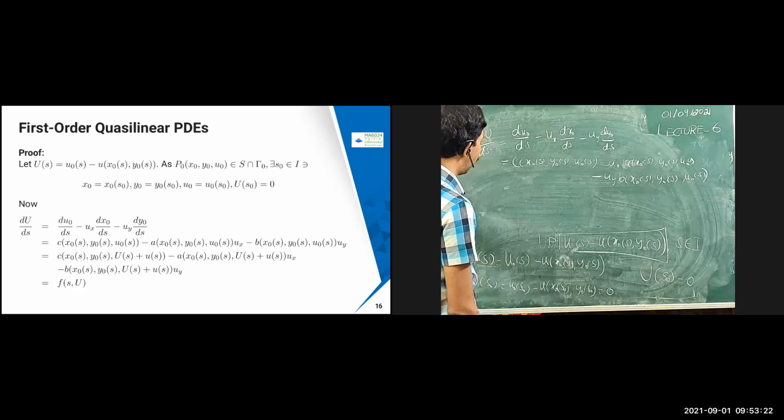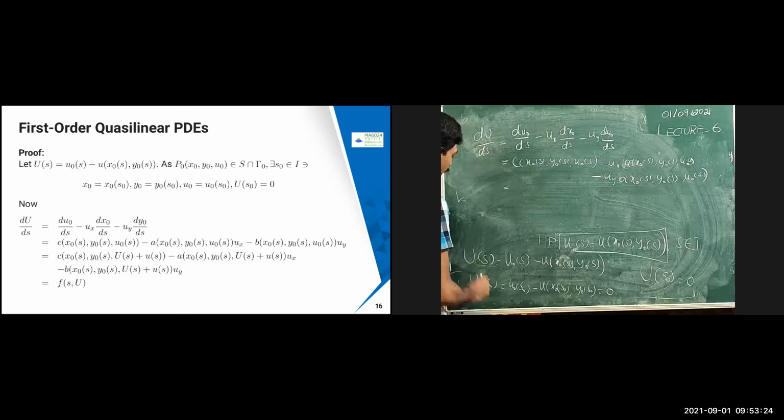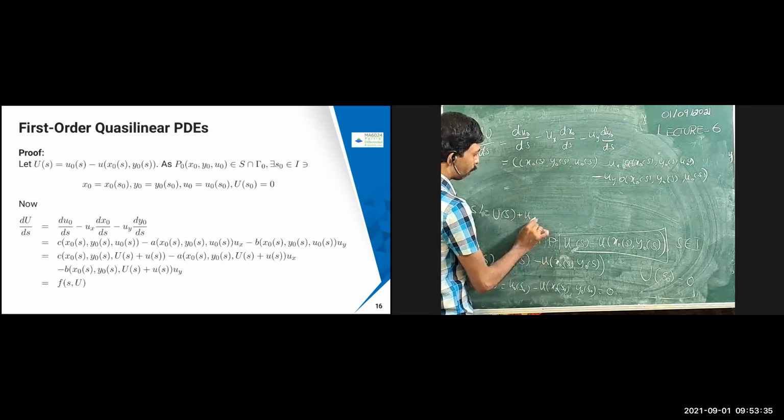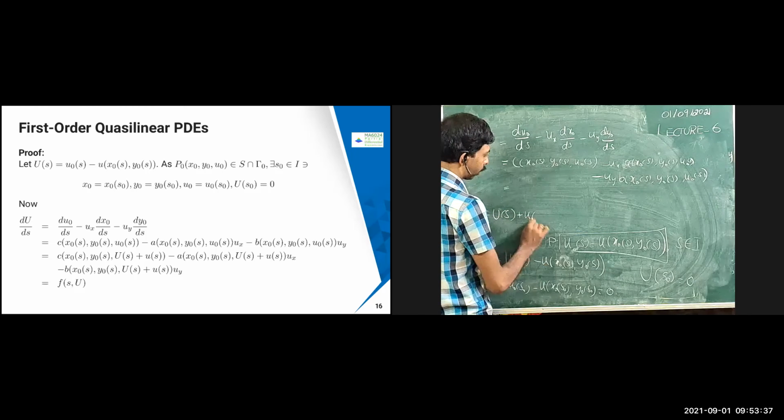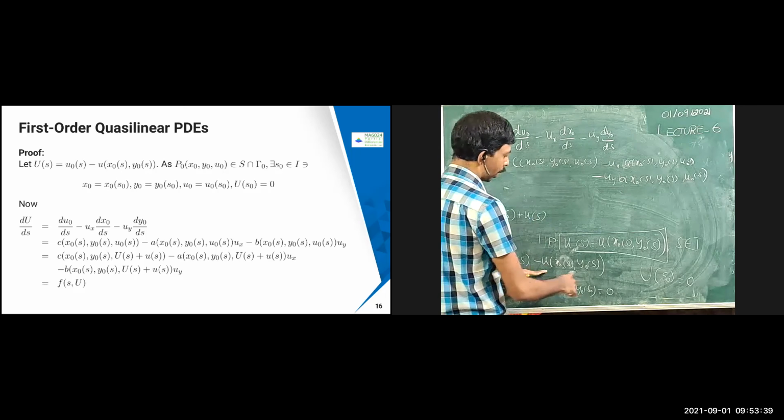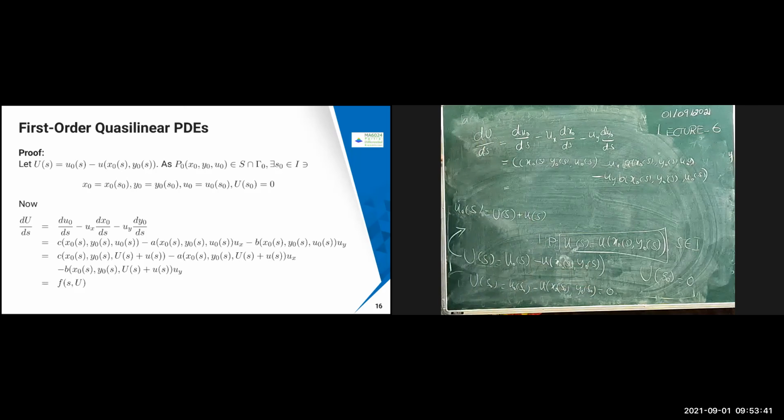Now what is u_0(s)? From this equation, u_0(s) can be written as U(s) plus u(s). This u(x_0(s), y_0(s)), I'm writing it as U(s) simply. So u_0(s) is nothing but capital U(s) plus small u(s).